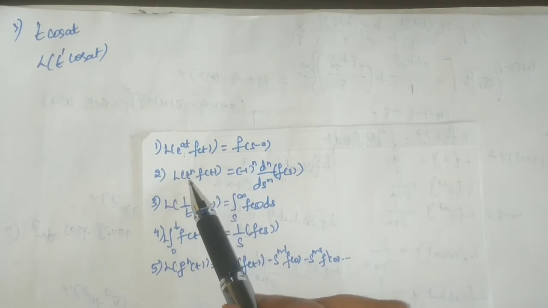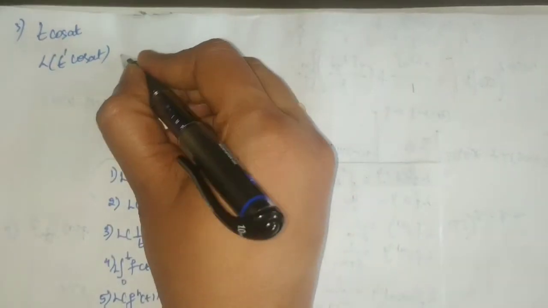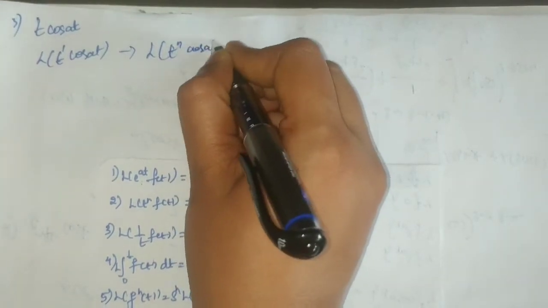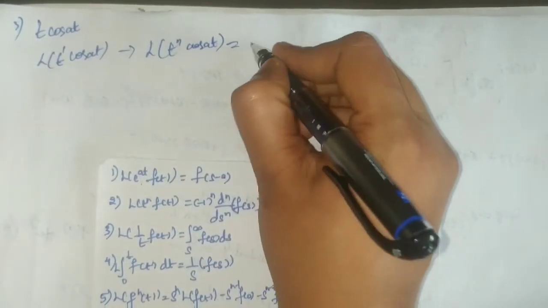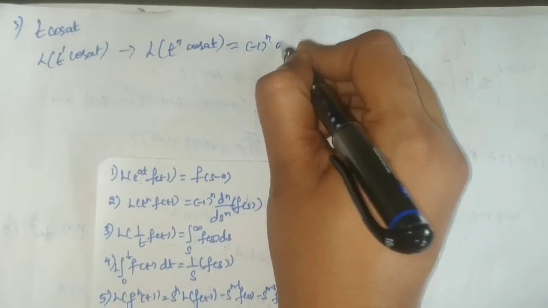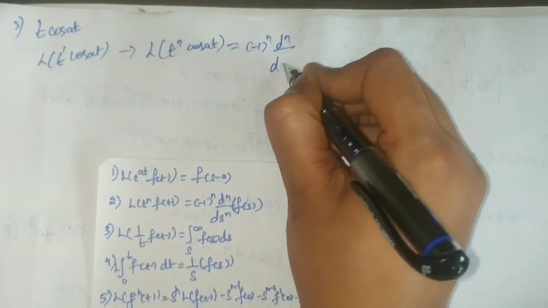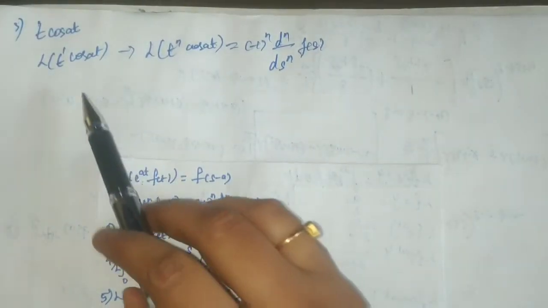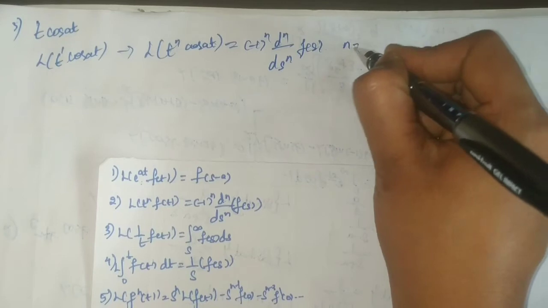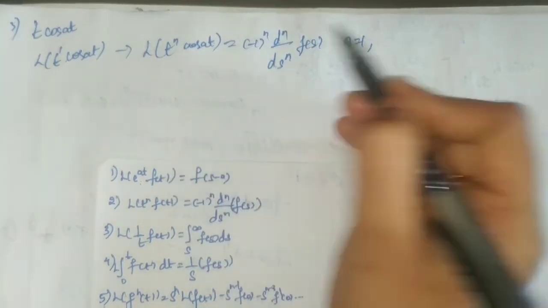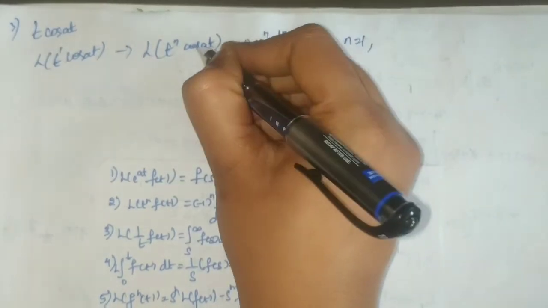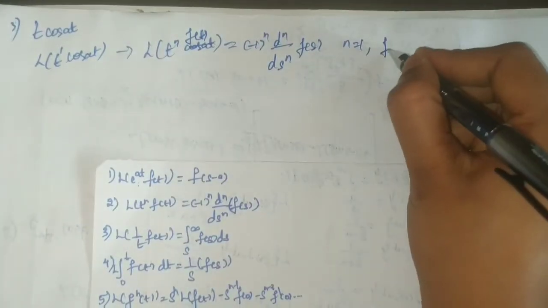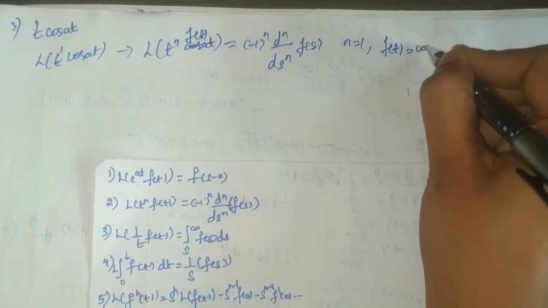And what is the n value? The n value is 1. So compare this question with the Laplace transform of t power n into cos at, which is defined as minus 1 power n, d to the power n by ds to the power n, into F of s. Instead of n, we have 1. Instead of f of t, I have cos at.